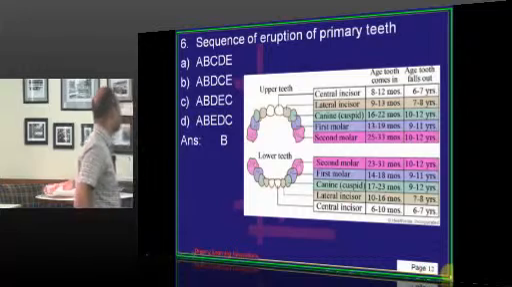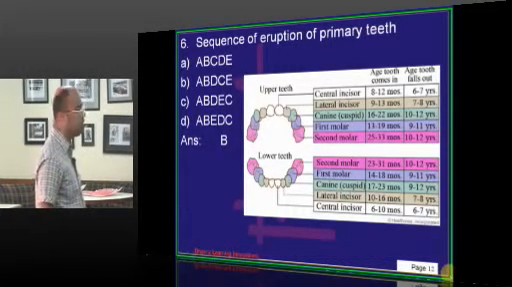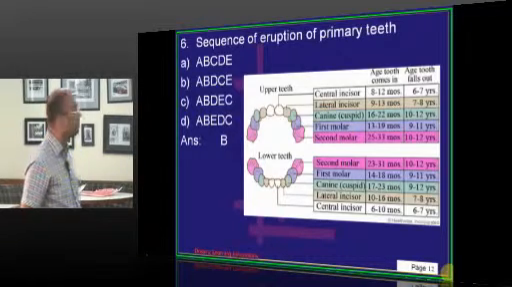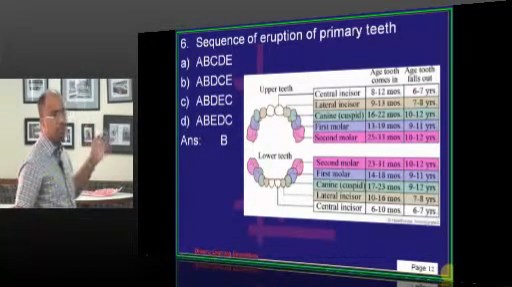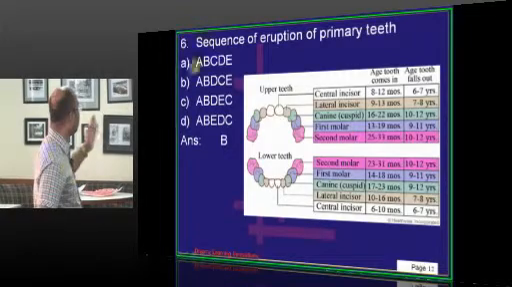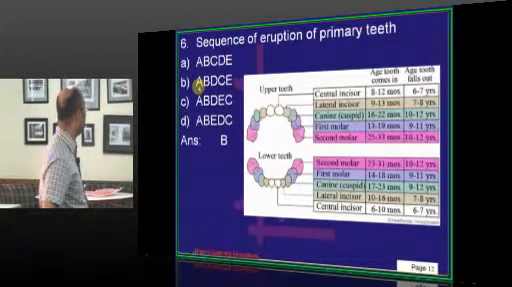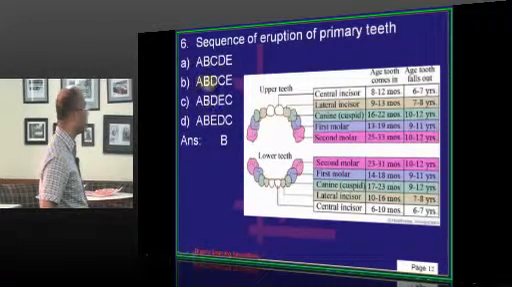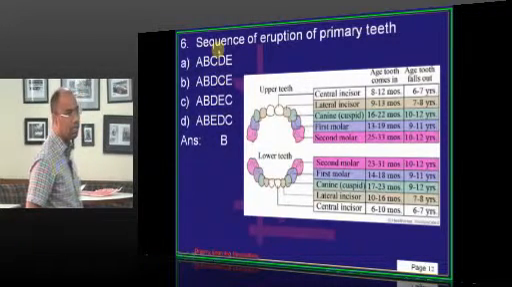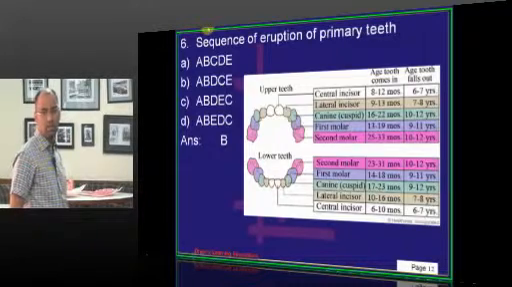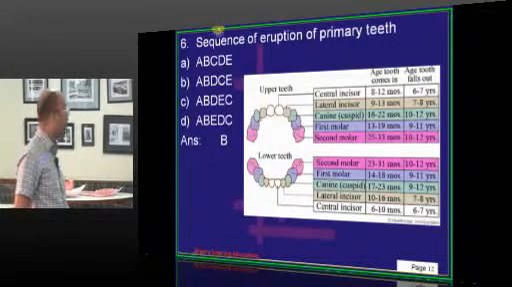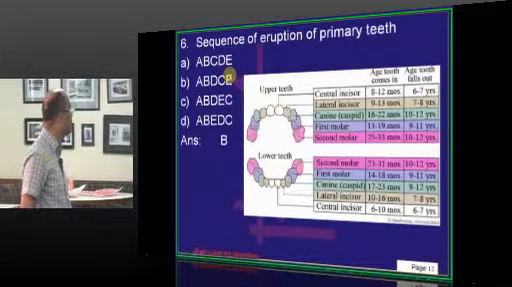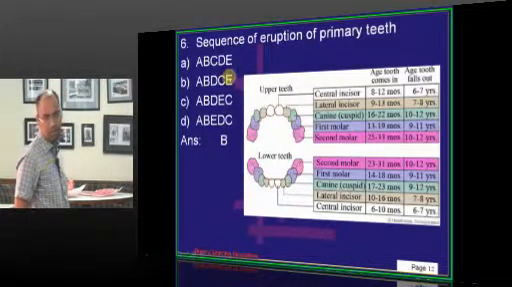And the sequence of eruption of primary teeth, the sequence is not ABCDE, isn't it? Because D erupts earlier than the canine. So ultimately it is ABDCE. Now D, that is the first primary molar, erupts earlier when compared to your primary canine, and after that your second primary molar. It is the same in both the upper and lower arches.